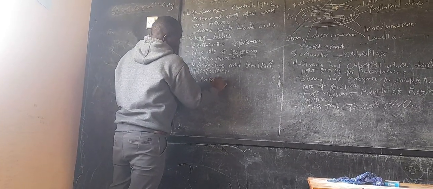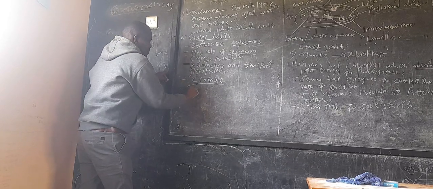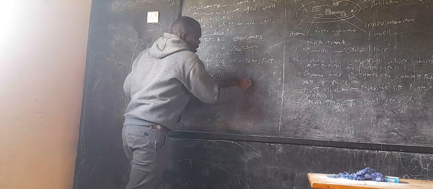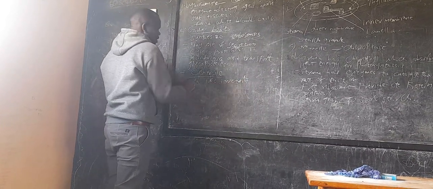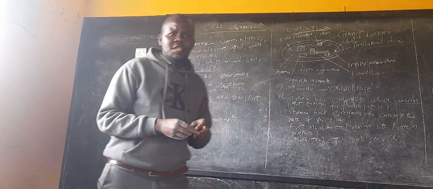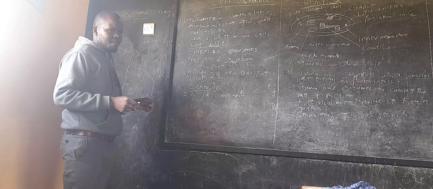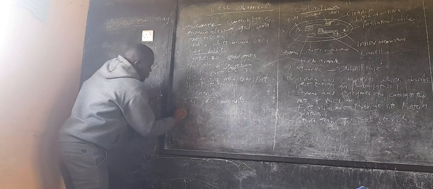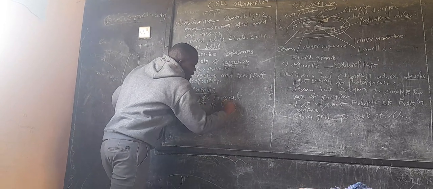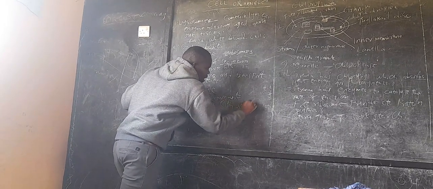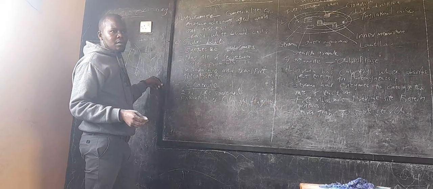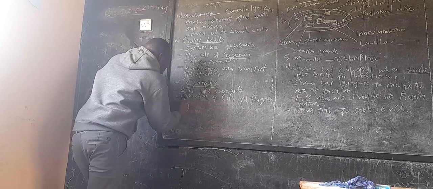We have centrioles as another organelle. Centrioles are just rod-like structures. What is the role of this one? This one was KCSE last year. Give two roles of centriole. The first role of centriole is formation of cilia and flagella, and spindle fibers during cell division.